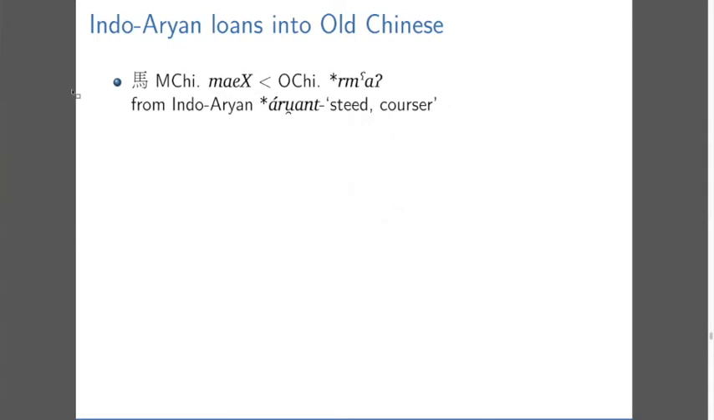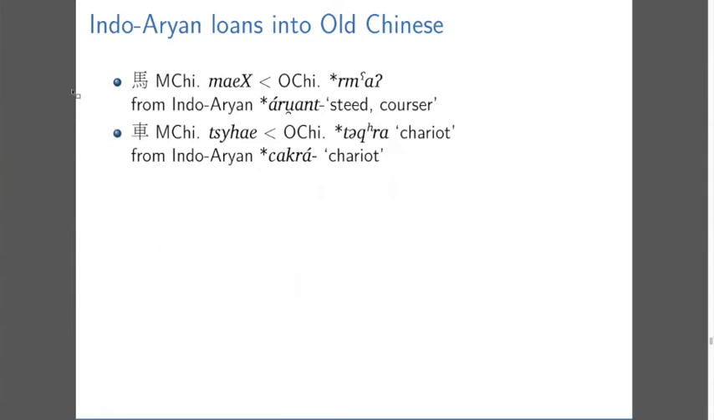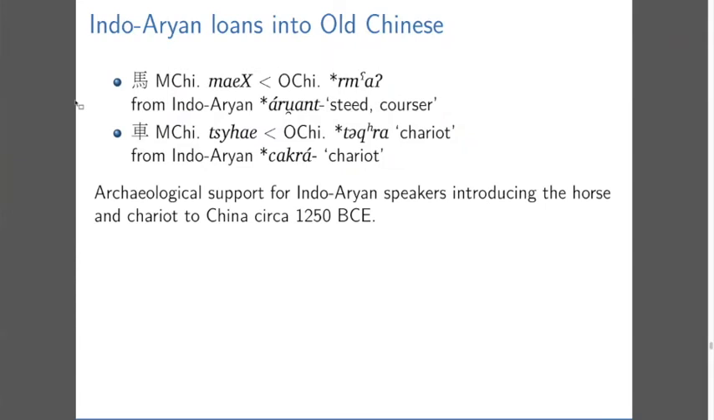So I think that the word for horse in Old Chinese was something like rma, and that it comes from arwant in Indo-Aryan. And this is based on work that's still unpublished with Hannes Fellner and Dieter Gunkel. Maybe a less controversial example is the word chariot, which is borrowed from the Indo-Aryan word for wheel. And archaeological evidence, I think, is totally unambiguous that Indo-Aryan speakers introduced the horse and chariot to China around 1250 BC, which incidentally is also when the Chinese invented their writing system. Although that's surely a coincidence, right?